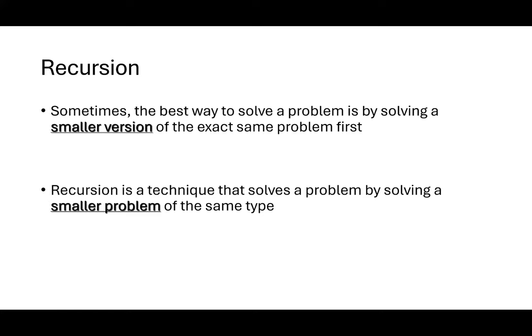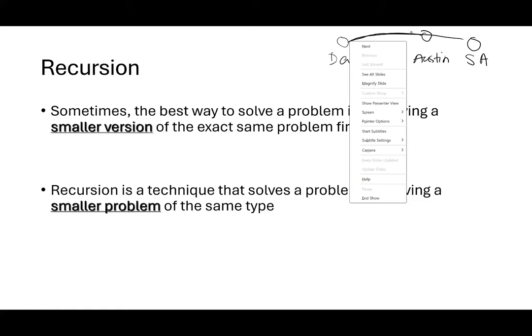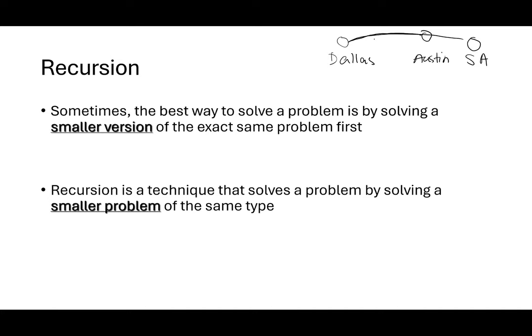Okay. So we know that sometimes the best way to solve a problem is by solving the smaller version of the same exact problem. For example, if someone asks you what is the best way to travel between Dallas and San Antonio, you know that you have to go to San Antonio through Austin, right? So you can break this problem down and ask: what is the most optimized way to travel between Dallas and Austin? And then you again ask: what is the optimized way to travel from Austin to San Antonio? And then you can combine them and get your whole solution, right?